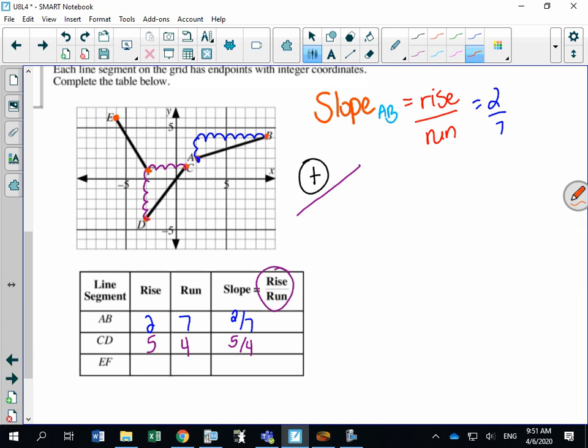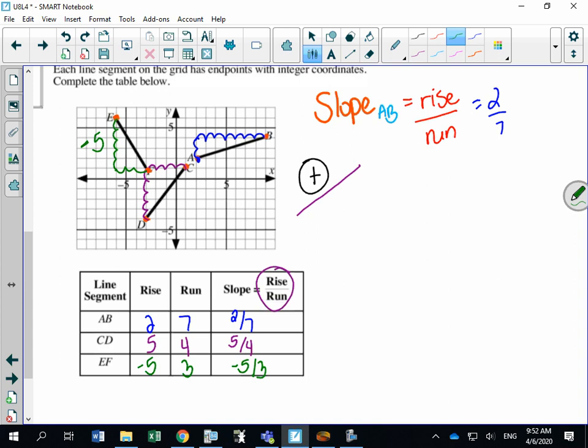Now again, I could start at point E or I could start at point F. I'll start at point E. Now I'm not rising, right? In order to get to F, I actually have to fall. So how much do I have to fall? 1, 2, 3, 4, 5. And when you fall 5, a fall is a negative move. Okay, so I've got to put negative there. And then I have to run 1, 2, 3. So my slope is negative 5 over 3.